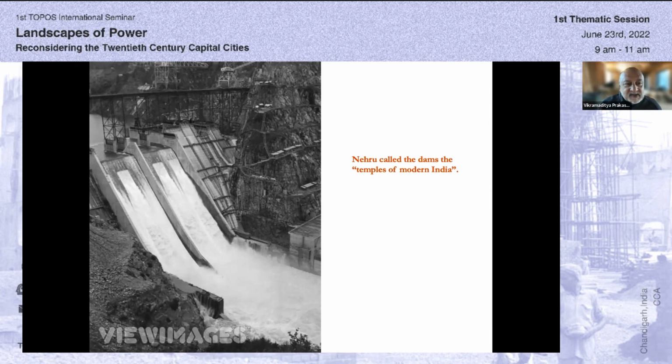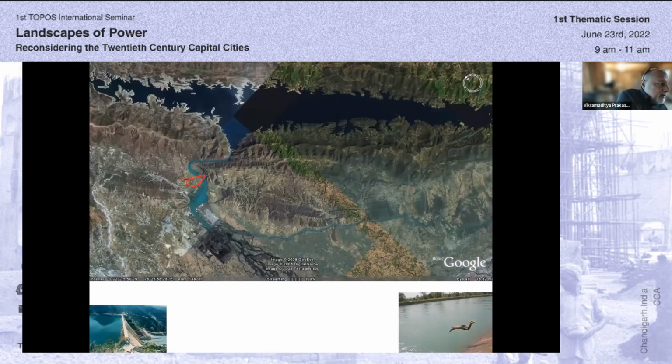This is the Bhakra Dam over here. It creates these huge lakes right at the very foothills of the Himalayas, producing a huge amount of electricity that impacts the situation in very significant ways. Now, what happens over here? What I'm trying to show, if I can find the relevant set of drawings.